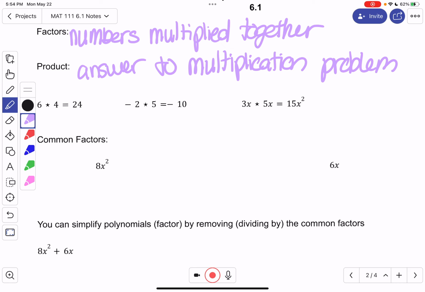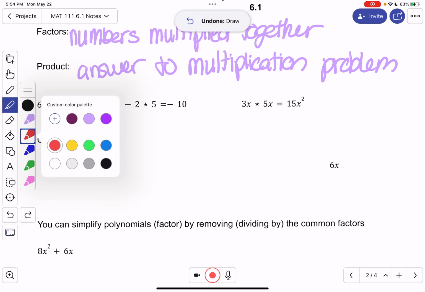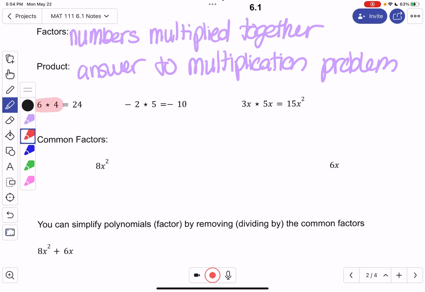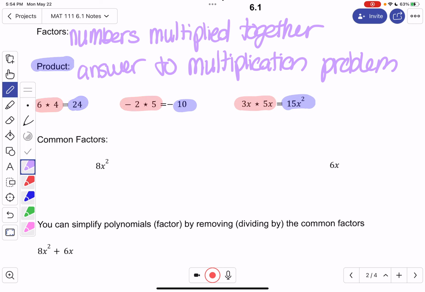In these problems, the factors are in red and the products are in blue. So the factors are the things multiplied, the product is the answer. To find common factors, we just list factors of each and find things that are the same.